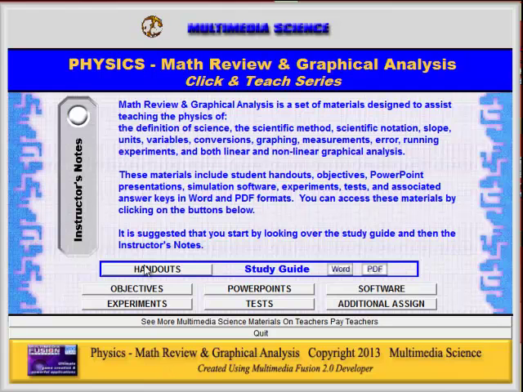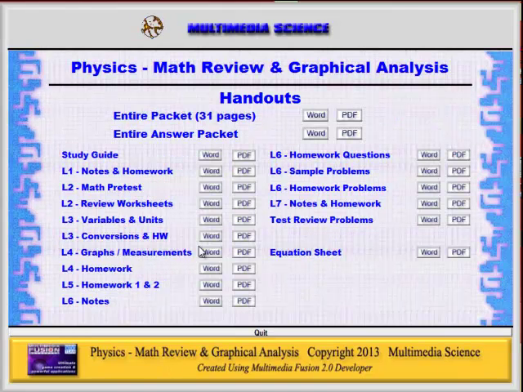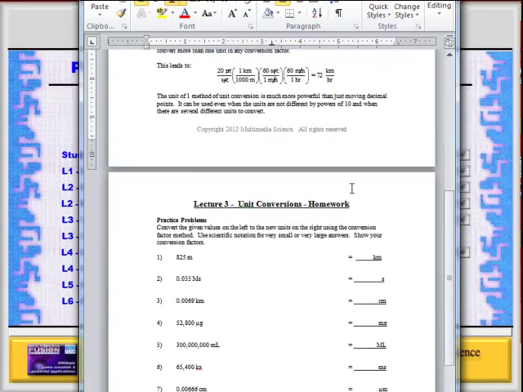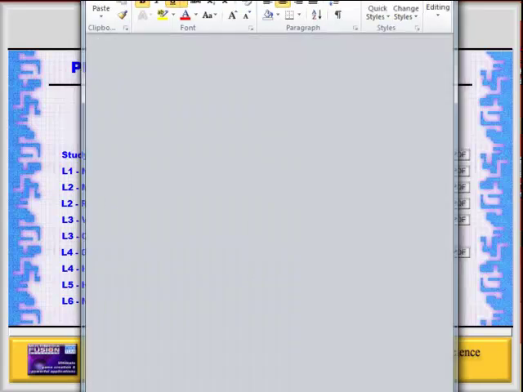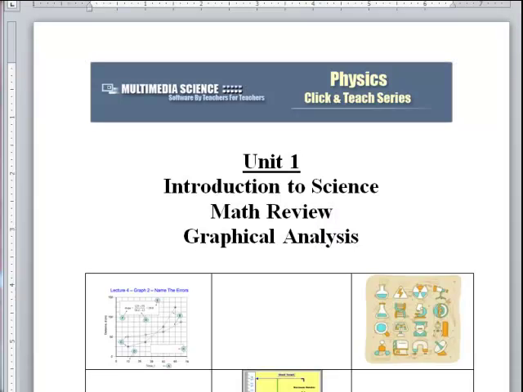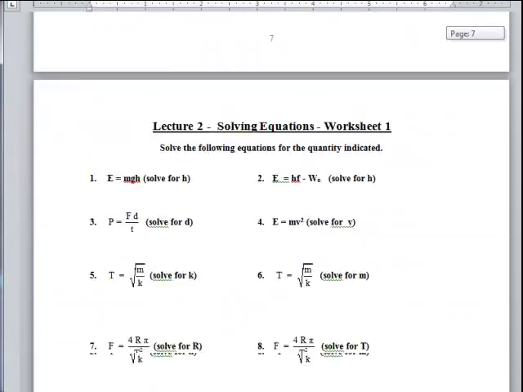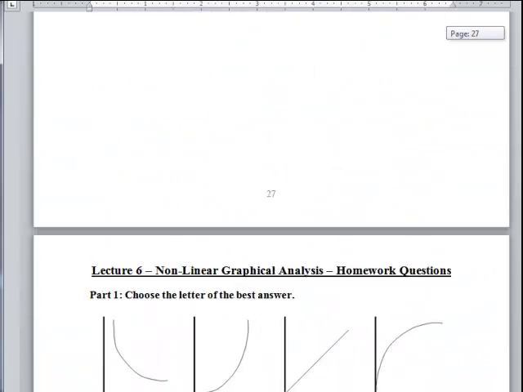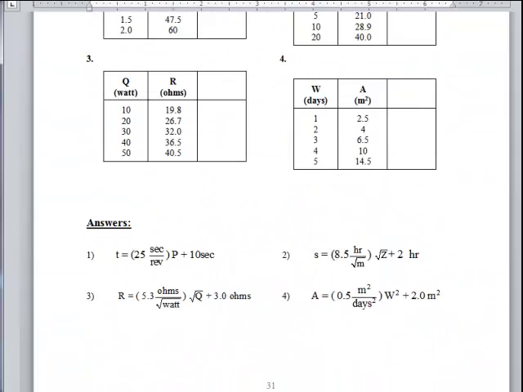First of all, there are a set of handouts which can either be accessed one at a time by clicking on the Word or PDF buttons, which will open up the worksheets or handouts, or by clicking on the entire packet, you can access and print out the entire 31 pages. This is the way I typically do it, is to hand this out at the beginning of the unit for all the students.